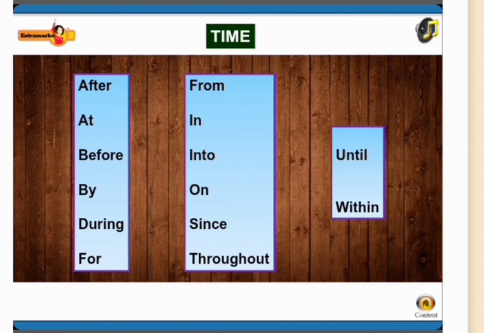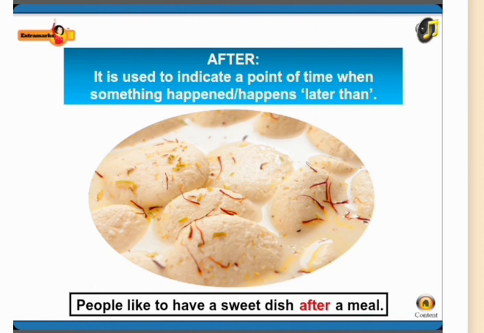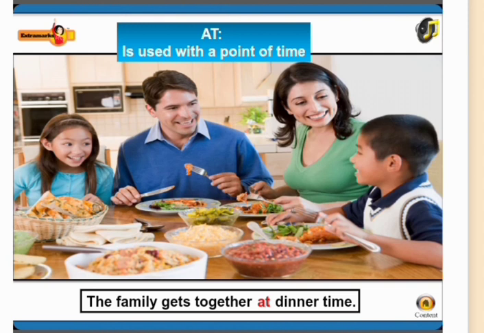The following are some prepositions of time: after, at, before, by, during, for, from, in, into, on, since, throughout, until, within. After. It is used to indicate a point of time when something happened or happens later than. For example, people like to have a sweet dish after a meal. The preposition at is used with a point of time. For example, the family gets together at dinner time.